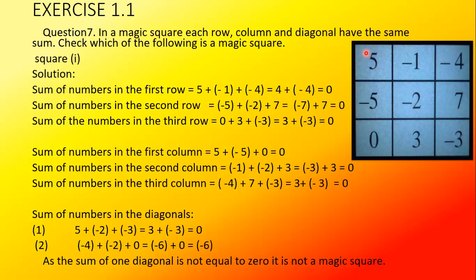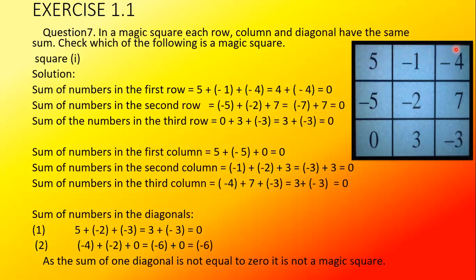See, what is a row? The horizontal lines. Means here 5, -1 and -4 is called a row. Horizontal lines are called the rows and vertical lines, see here 5, -5 and 0. This line is the column and these horizontal lines are the rows.